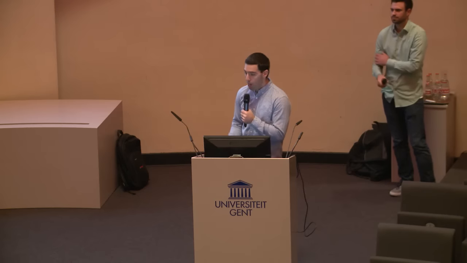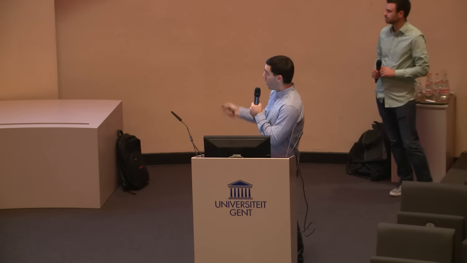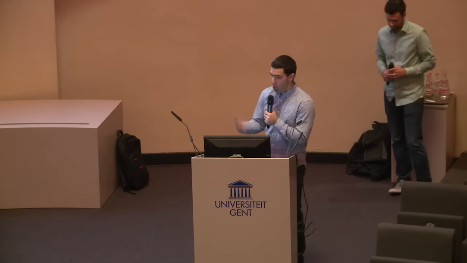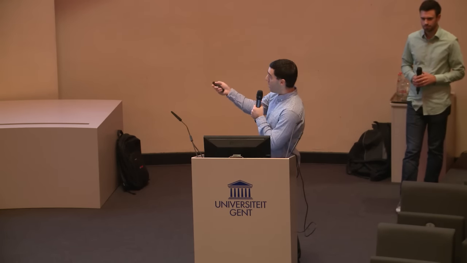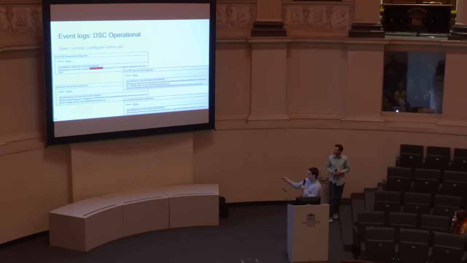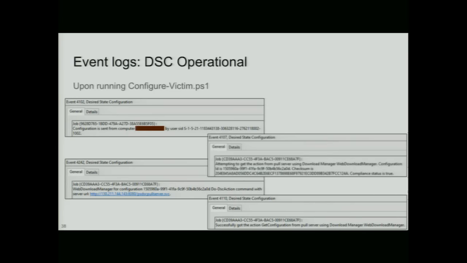And so in this case, when we run our configure victim script, there's a whole series of events, and you can look at the slides offline and see the EIDs, but it basically says this user SID is trying to send a configuration from this computer. So it might be local, or if you're using PowerShell remoting, it could be over the network. And then we have the events basically saying, hey, I'm going to this IP address or this server URL and pulling down this configuration GUID. It's probably a little small on screen, but that's really all these events say.